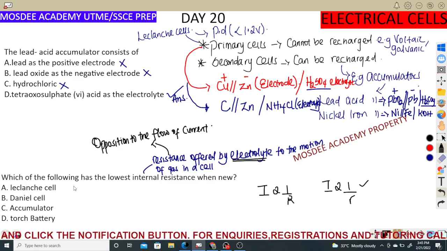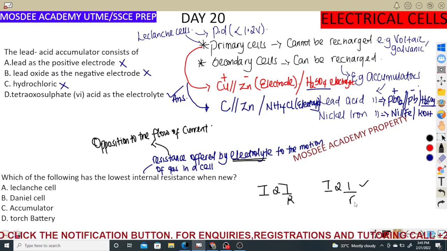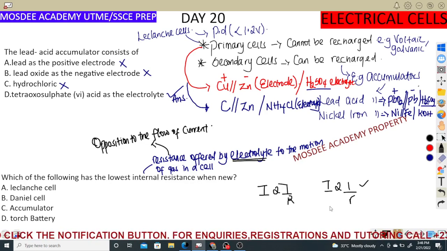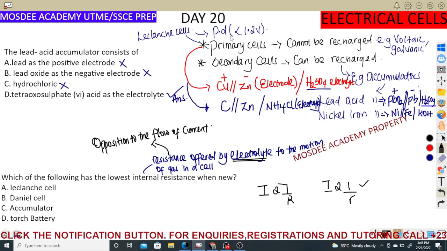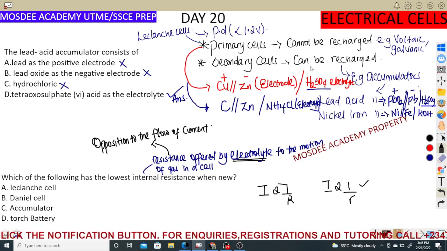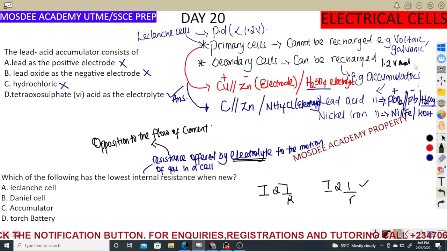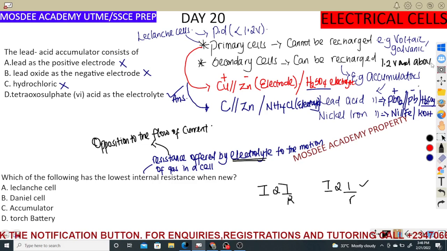Now, to answer this question, we need to go back to what we have talked about in the first question. Which of the following has the lowest resistance? The one that has the lowest internal resistance will produce the highest voltage or the highest current. I told you primary cells produce lower PD. Secondary cells produce PD that is greater than primary cells, so theirs is between 1.2 volts and above. You can write it down.